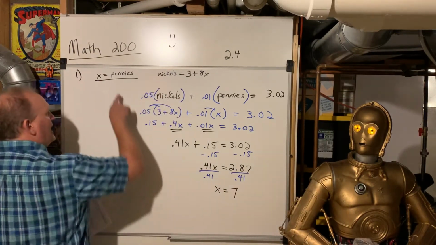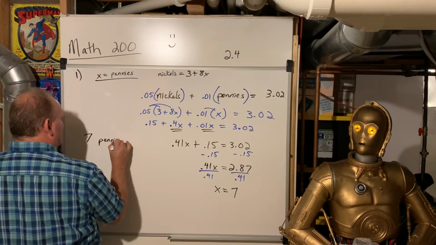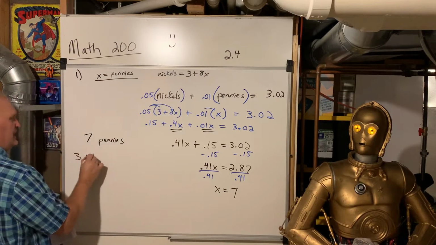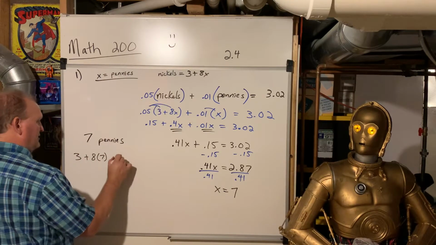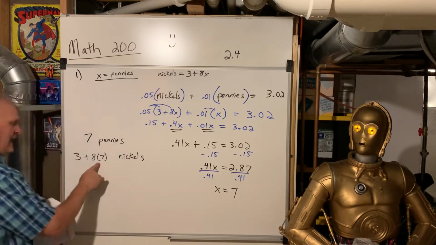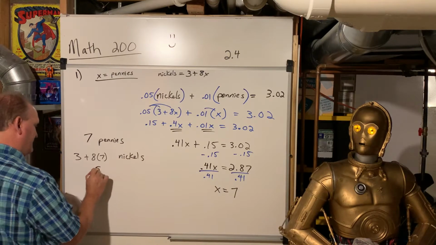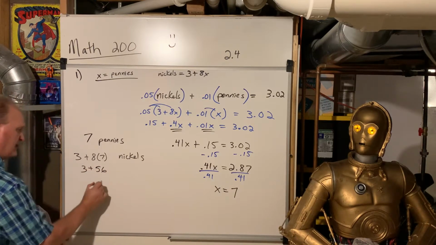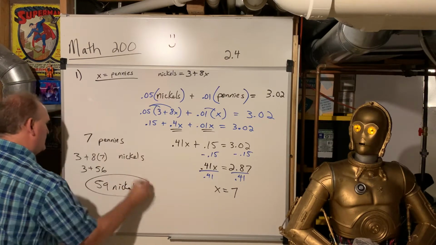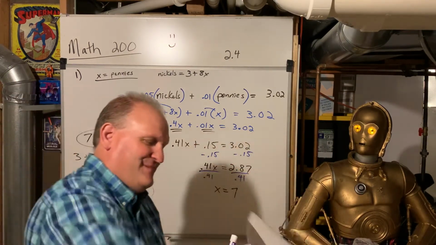Let's go back. What was x? x was pennies. So we got 7 pennies and a bunch more nickels, right? 3 plus 8 times 7 nickels. But let's actually calculate that. Don't just leave it like that. That's 56 plus 3, 59 nickels. 7 pennies, 59 nickels. Okey-dokey.